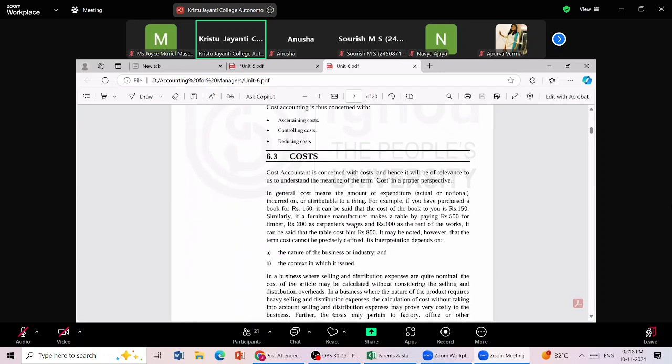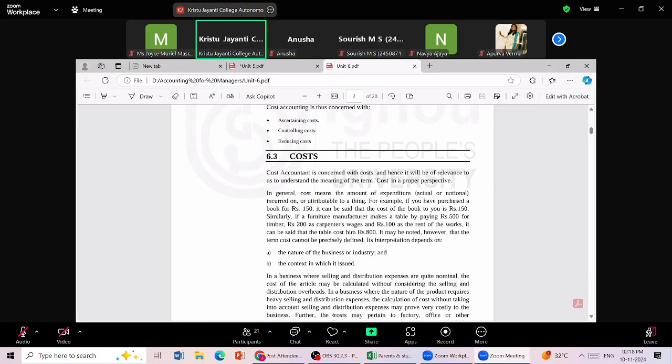So what is cost? It means the amount of expenditure incurred for a thing, for making a thing or for anything you buy. Suppose I buy a pen. The cost of the pen is 12 rupees. So that is called cost. Anything which you incur to get a thing is considered as a cost. Suppose you have purchased a book for 150 rupees, then it can be said that the cost of the book is 150. Correct? So you get an attire for around 2000 rupees. So the cost of that product is 2000.